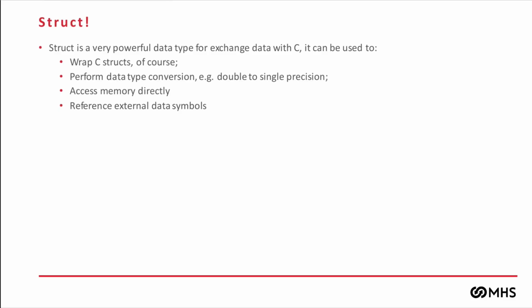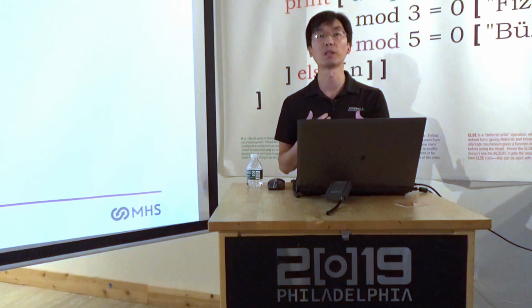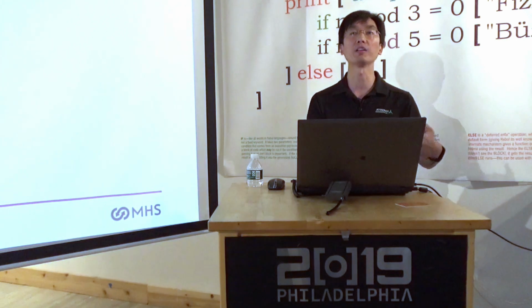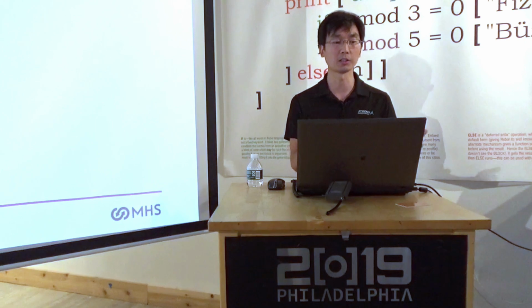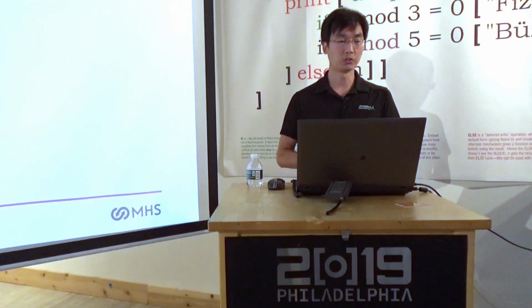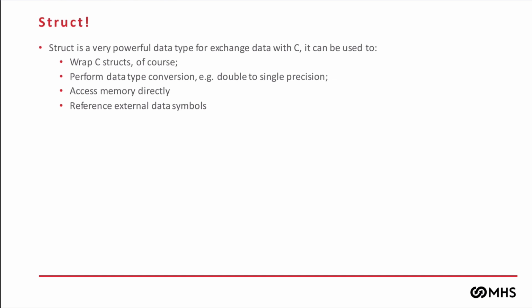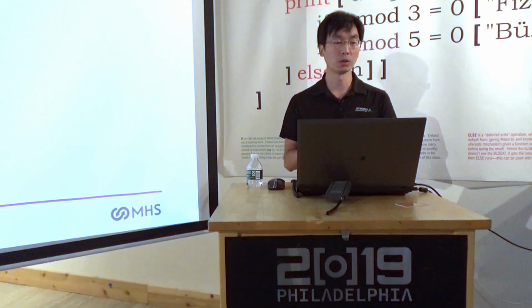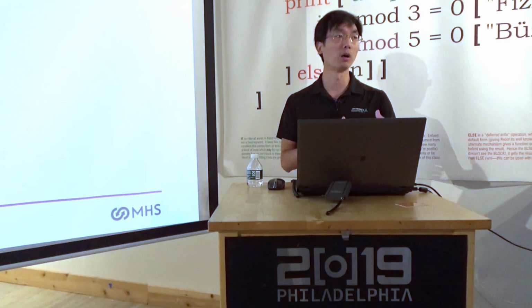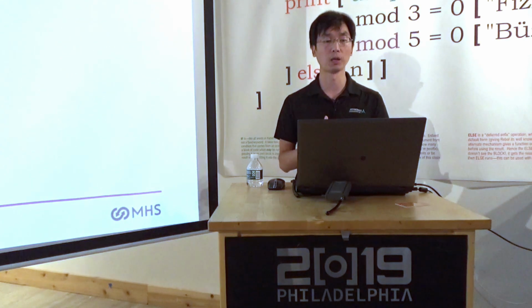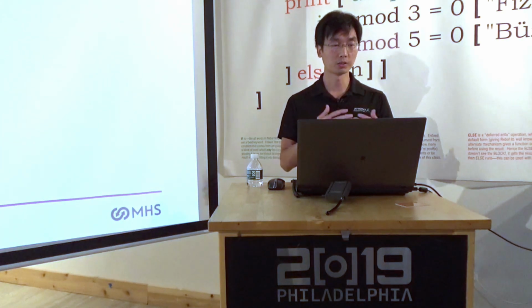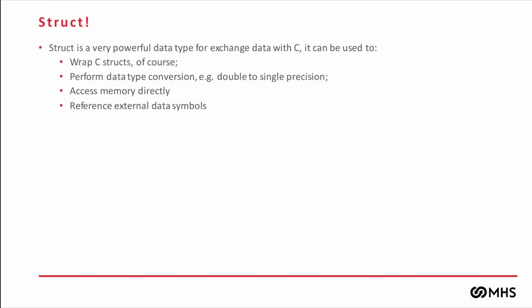You can use it to access the memory directly, because like I said, in some cases, the return value from a function could be a pointer to something, and you need to fetch the data behind that pointer. So you need to access that memory. And it can be used to reference external data symbols. Some libraries will not only expose the functions, they could also expose some data. So this struct can be used to access those data points.